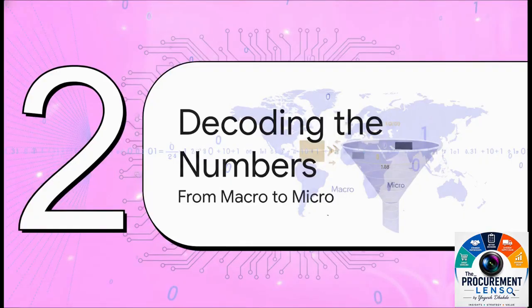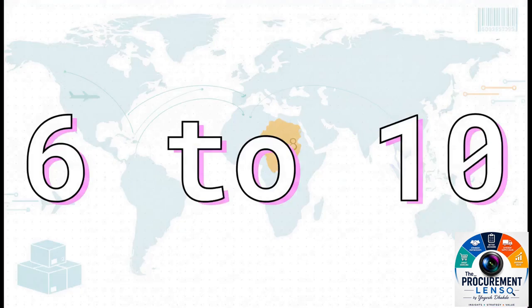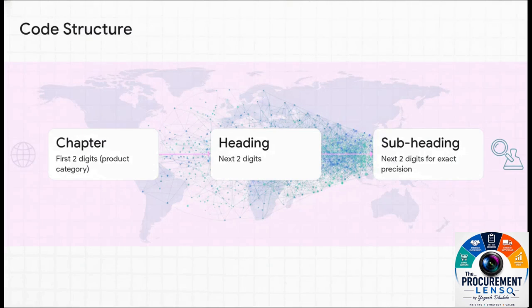Moving on to part two, decoding the numbers, going from macro to micro. A standard HS code is usually somewhere between 6 to 10 digits long. The international standard forms the base, which is 6 digits, but individual countries actually have the flexibility to extend the code further to meet their own specific tracking or taxation needs. Take India, for example. They utilize an 8-digit code system just to get that extra necessary layer of granularity for their domestic customs processing. If you want to visualize the structure, think of it kind of like a funnel.